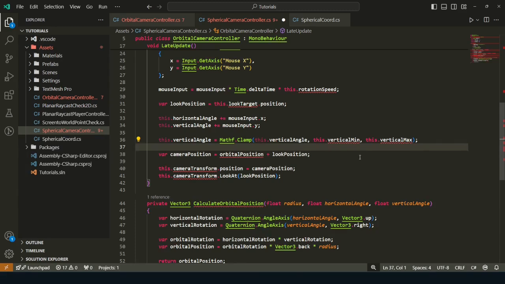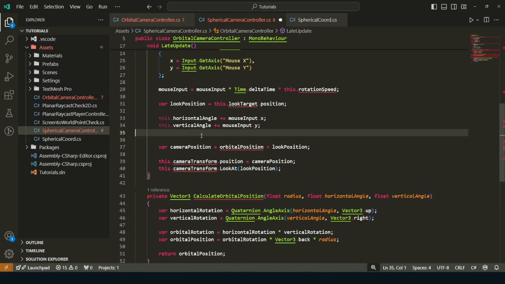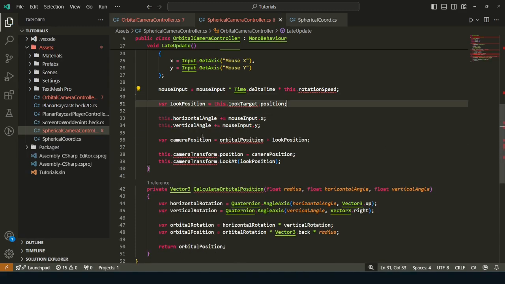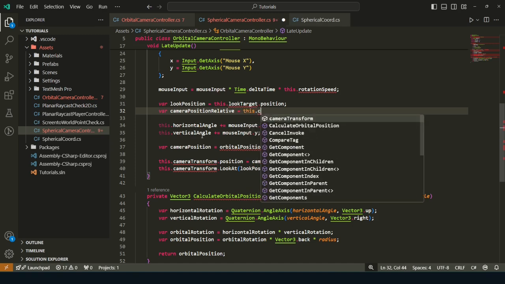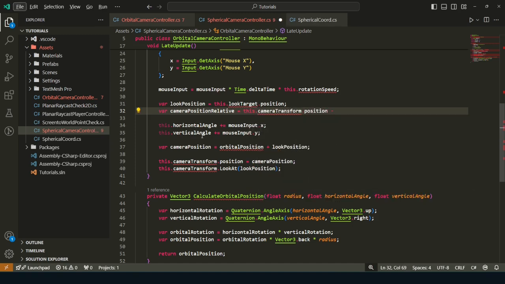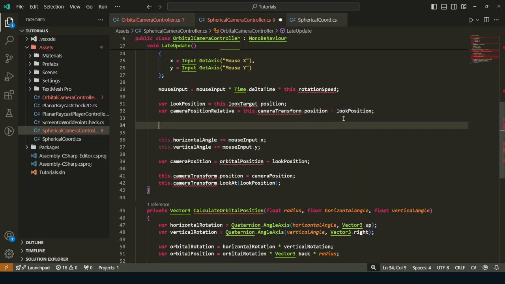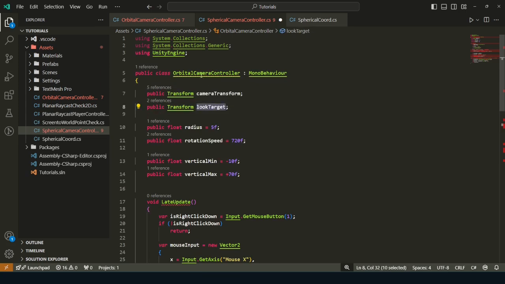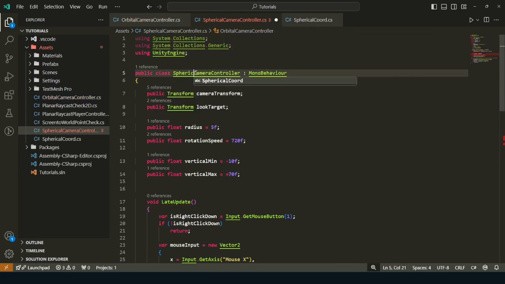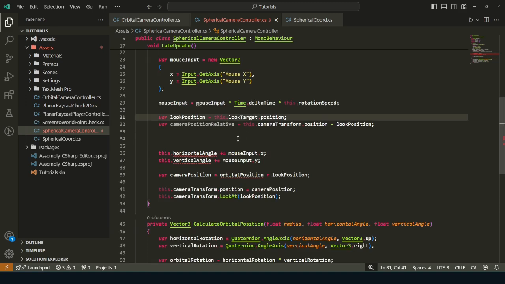I want to keep this vertical angle here because we're going to use it in a second. But for here, what I want to do is get some sort of camera position relative. Camera transformed up position minus the look position. Now with that, where's my look target? Up here. Oh, I didn't rename this. Spherical camera controller. Okay, there we go.